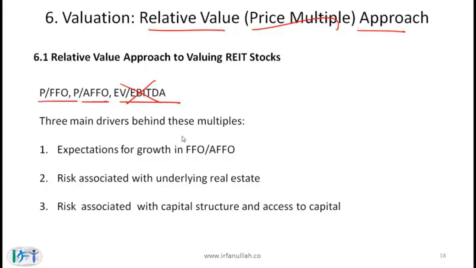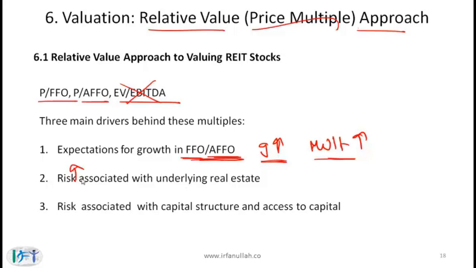The three main drivers behind these multiples are as follows: expectations for growth in funds from operations or adjusted funds from operations. The point here is that if we expect relatively high growth, then that obviously will result in a relatively high multiple. And this is often based on geography. So if you have a REIT that owns properties in places like London or New York, where expectations about increases in rents are higher, then obviously the growth expectations will be more in these regions, which will result in higher multiples. Second point has to do with the risk associated with underlying real estate. So if the risks are relatively high, so for example, a REIT that owns hotel chains is likely to be more risky than a REIT that is focused on apartment buildings.